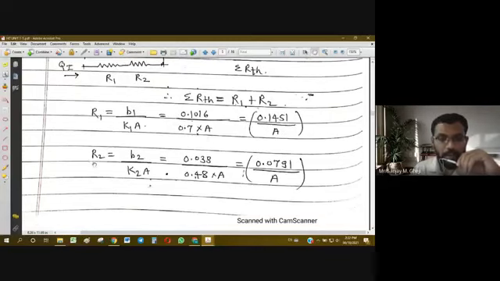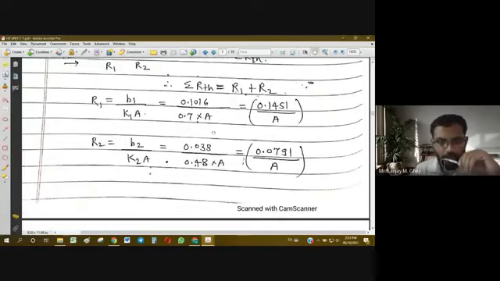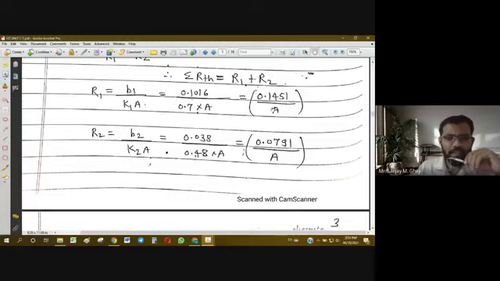In the same way, R2 equal to B2 upon K2 into area. So B2 0.038 divided by K2 is 0.48 into area A. Evaluate this ratio, you get 0.079 divided by A. Since area is not known, we are keeping this in the ratio form. That is why we don't get any finite answer here.